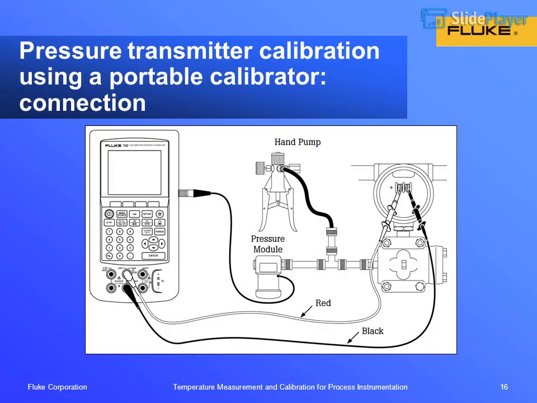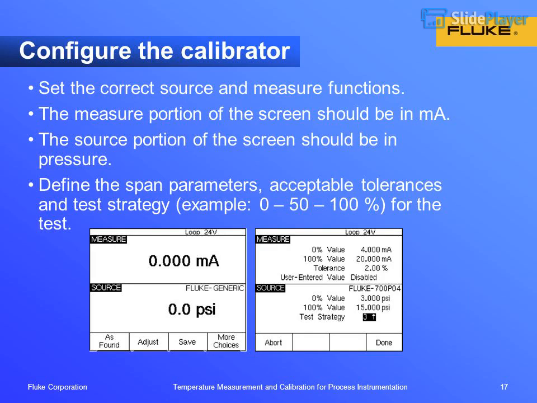Fluke 740B series documenting process calibrators. Pressure transmitter calibration using a portable calibrator, connection. Configure the calibrator. Set the correct source and measure functions. The measure portion of the screen should be in mA. The source portion of the screen should be in pressure. Define the span parameters, acceptable tolerances and test strategy, for example 0, 50, 100% for the test.